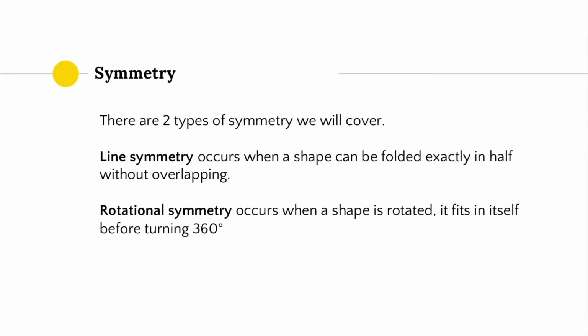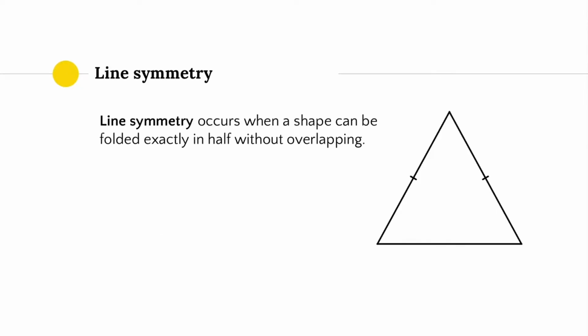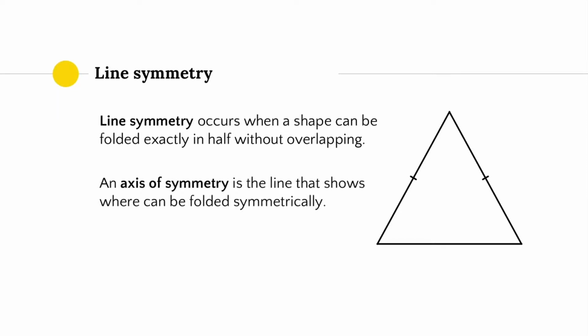So let's go through some of the examples. Now line symmetry, as I said, occurs when a shape can be exactly folded in half without overlapping. An axis of symmetry is the line where it folds. So we've got an isosceles triangle here, and here is the axis of symmetry. If you were to fold the triangle over that line, it would be exactly the same. There would be no overlaps, kind of like how it's mirrored.